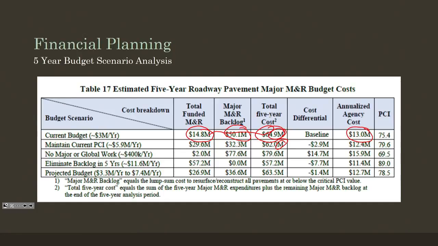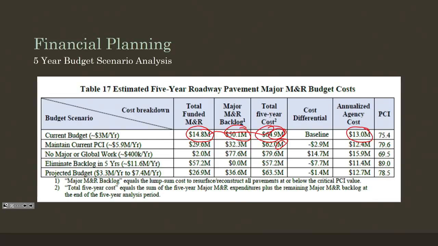If we wanted to get out of the pavement maintenance business and just use patching, that's that $400,000. That'll cost us $2 million. Our major backlog goes through the roof to $77 million. Our annualized cost is 15.9, and our pavement index is not good, so we'll hopefully leave that one alone.